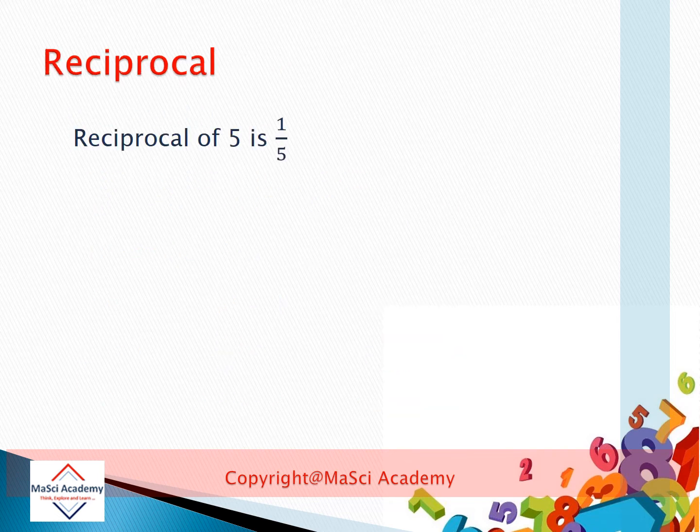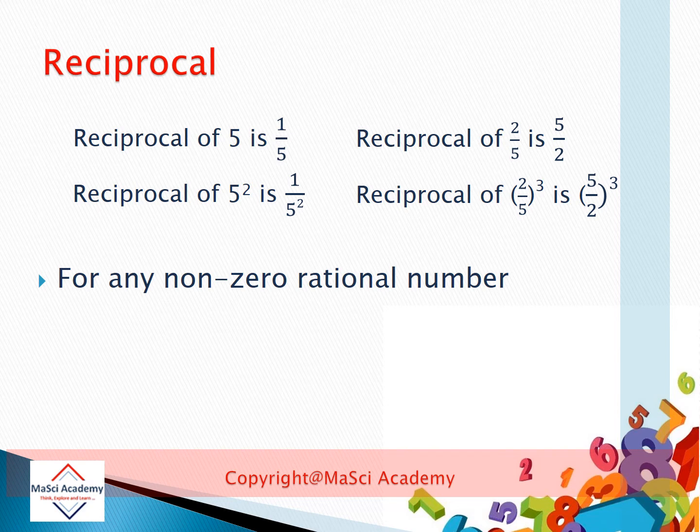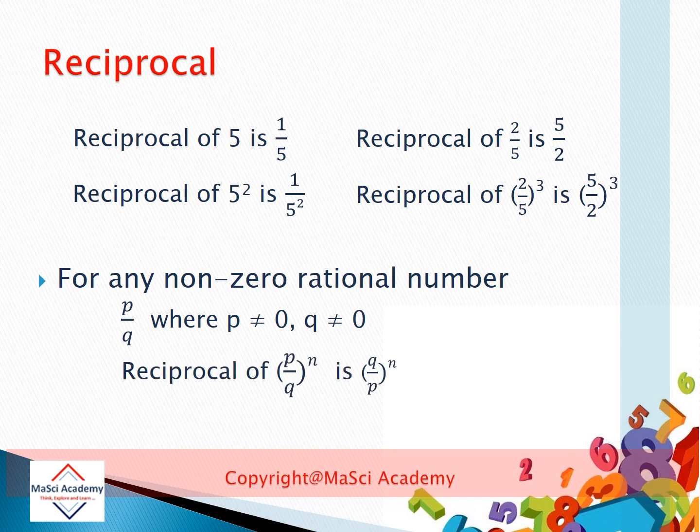Now what do we mean by a reciprocal? Reciprocal of 5 is 1 upon 5. Reciprocal of 5 square will be 1 upon 5 square. What is the reciprocal of 2 upon 5? It's 5 by 2. So the reciprocal of 2 by 5 whole cube will be 5 by 2 whole cube. In general, for any non-zero rational number p upon q, where p and q are not equal to 0, the reciprocal of p upon q to the power n is equal to q upon p to the power n.